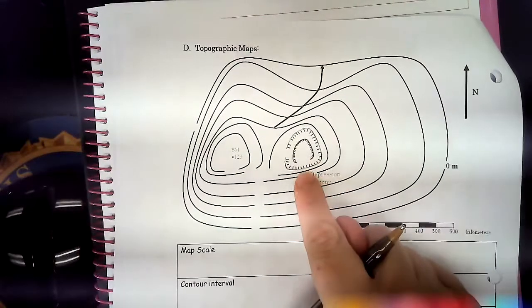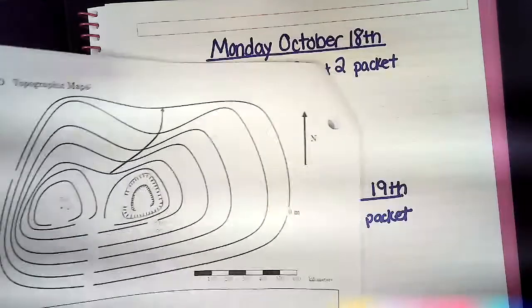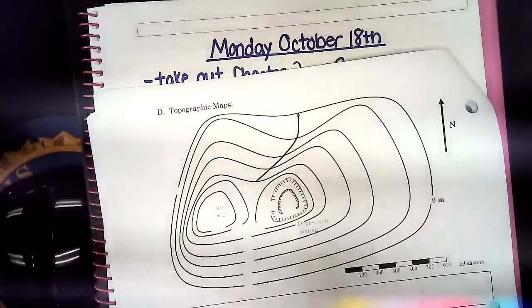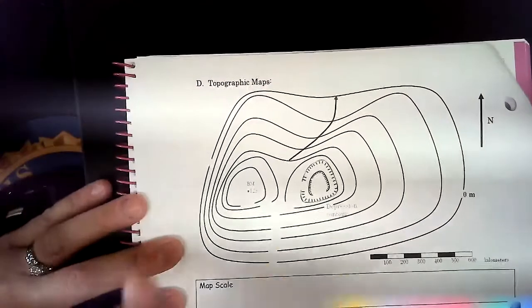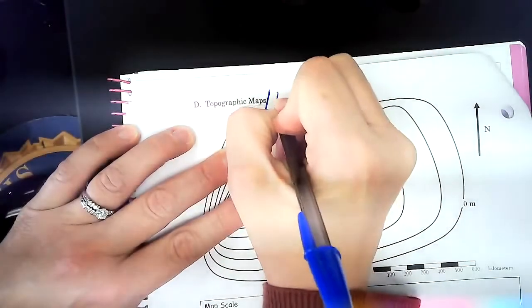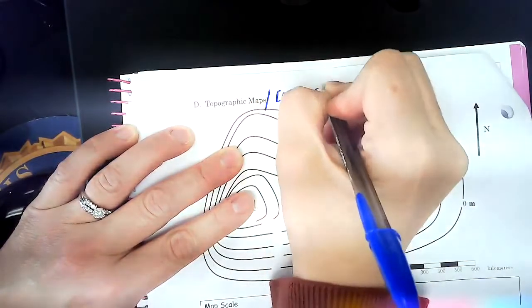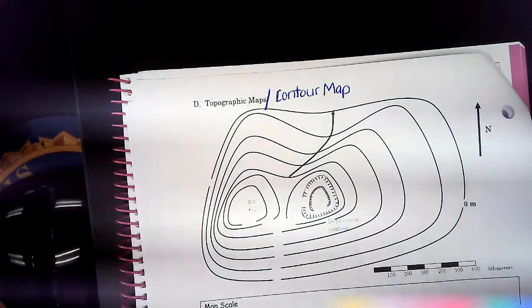This is a topographic map. It actually is just like the maps we were just drawing in class. It's one of those, just with a little more detail on it. So if you guys could follow along and put notes right where I am. A topographic map is another name for a contour map. So those are kind of used interchangeably. Contour map, topographic map.